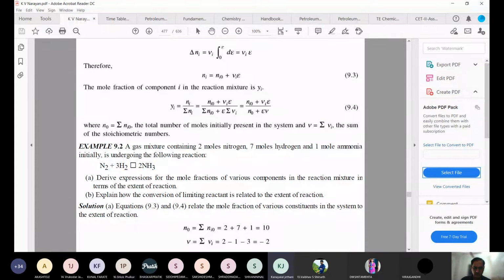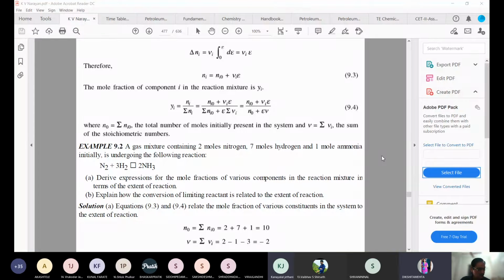इसका हो गया और हैंड रेस करेगा. Okay, so what is y nitrogen, Vaibhav? 2 minus epsilon by 10 minus 2 epsilon. Okay, Shivani, y hydrogen? 7 minus 3 epsilon upon 10 minus 2 epsilon. Okay, Dikshita, y ammonia? 1 plus 2 epsilon upon 10 minus 2 epsilon.